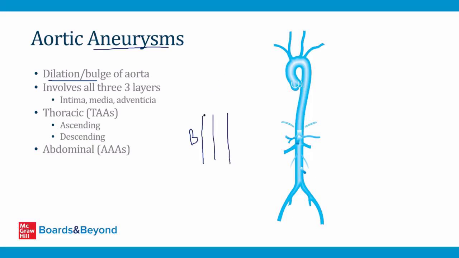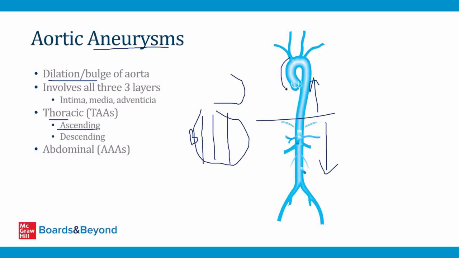And so in aortic aneurysms, all three of these layers become stretched and bulge outward, and that's what forms the aneurysm. Aneurysms in the aorta are classified by whether they occur in the thorax, which is above the diaphragm, so up in this region here, or below the diaphragm, which is in the abdomen. And of those that occur in the thoracic area, you can divide those into those which involve the ascending aorta, which is this portion right here, or the descending aorta. And so in this video, we'll talk about the different types of thoracic aneurysms. We'll also talk about abdominal aortic aneurysms.